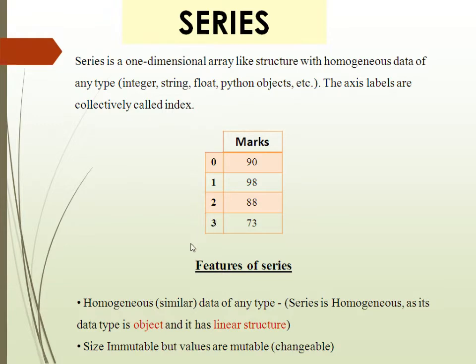Clear? So some features of series are, it is homogeneous, as I told you. Any type of data can be held in it. And that type of data becomes an object and it is linear in fashion, meaning its structure is very linear. The size is actually immutable here, but the values are mutable. Mutable means you can change the values, like 90, 98, 88, 73 can be changed, but you cannot change the size once specified. Clear?